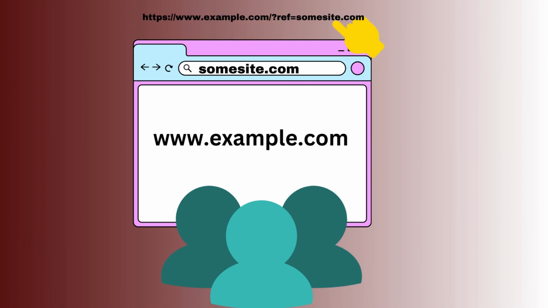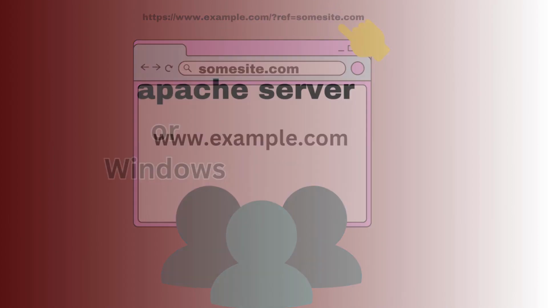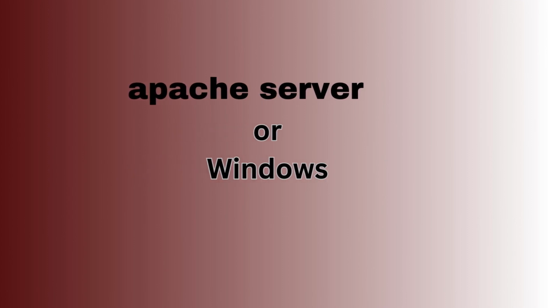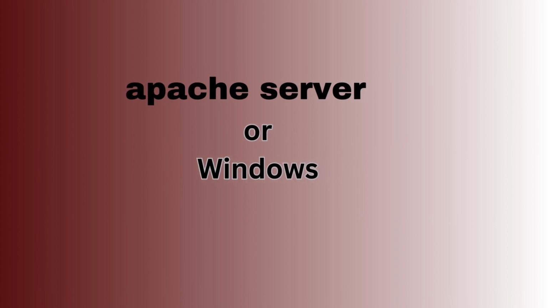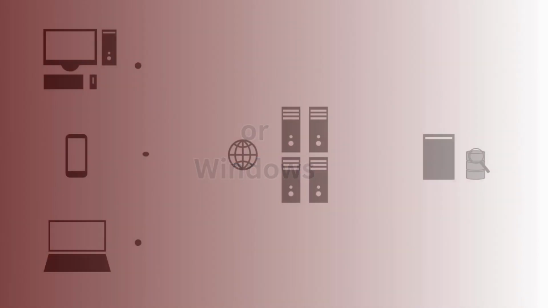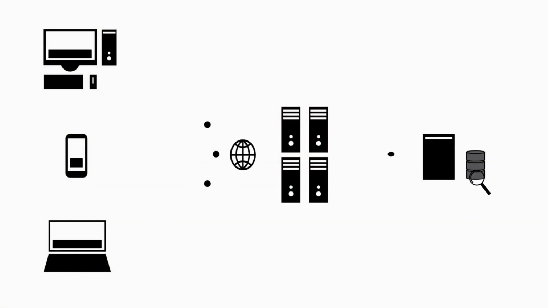But what happens with this information once it reaches the website server, Apache server or Windows server? If you don't know, you can ask your hosting or server provider. So it depends on how the website is coded to handle such parameters. Some websites have internal logic that processes these parameters, while others may simply ignore them. So let's explore both scenarios.